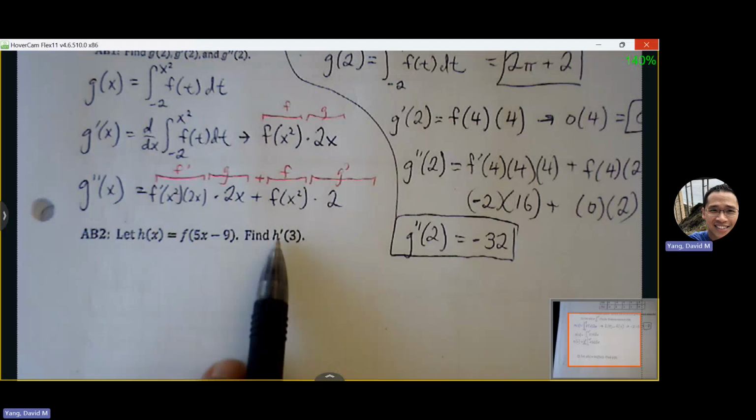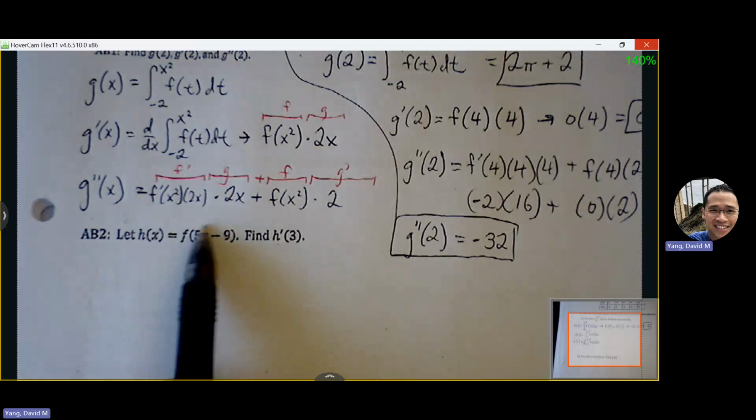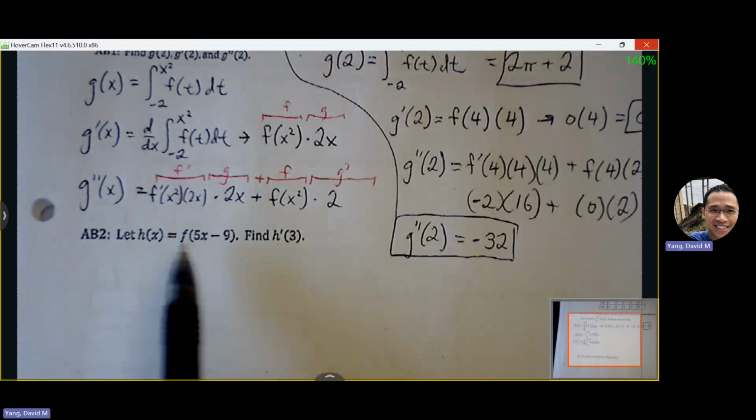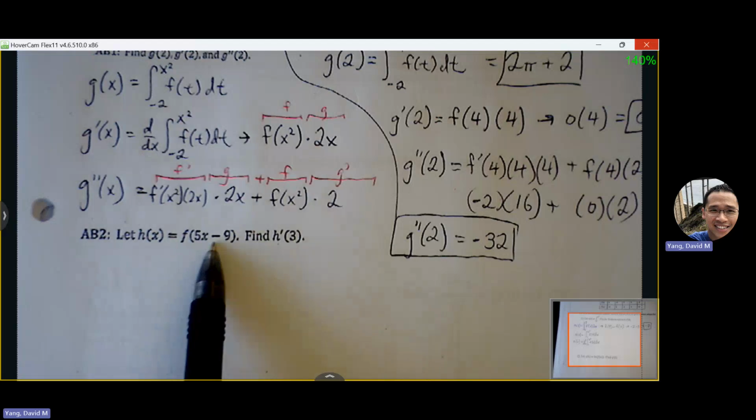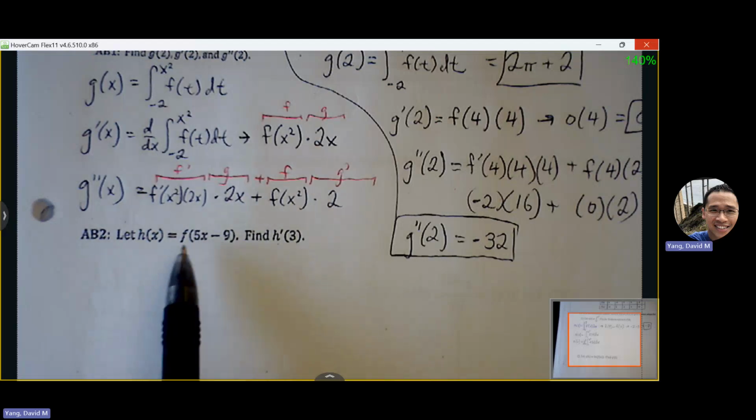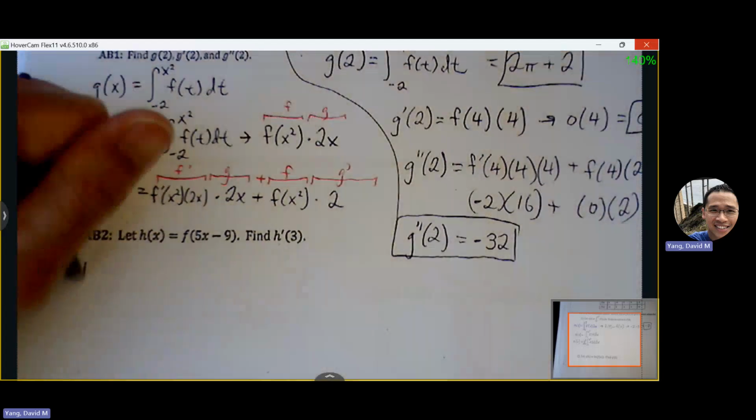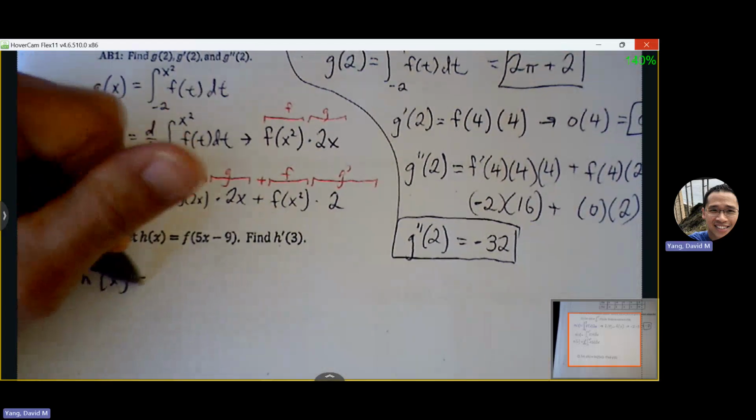Next up, find h prime of 3. This is a function within a function. We've got to go through chain rule, but one is in function notation, the other is not, but we can still go through chain rule. Outside's derivative, then times inside's derivative. Let's find h prime of x first.